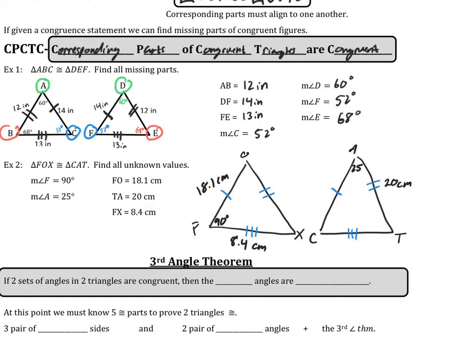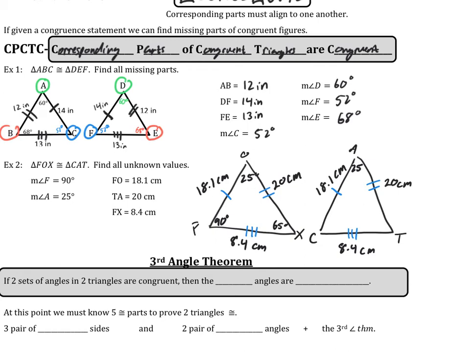So according to our diagram, FO is congruent to CA, so that'll be 18.1 centimeters over here. AT is congruent to OX, so that'll be 20 centimeters. FX is congruent to CT, so that'll be 8.4 centimeters. And now we can start filling in the angles. So angle A is congruent to angle O, so that'll be 25. And then we want to go ahead and use our triangle angle sum theorem. So we're going to do 180 minus 90 minus 25. Find our third angle is 65 degrees.